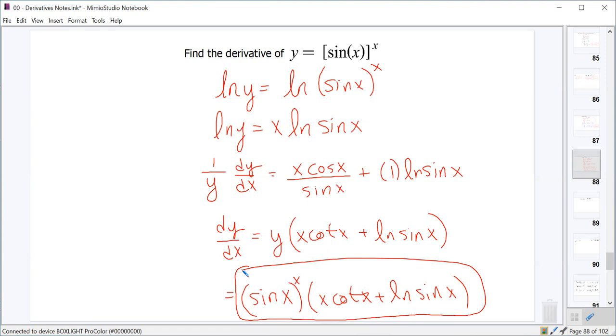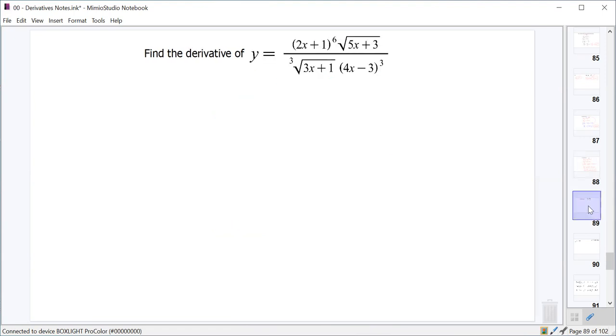There's one other interesting little use here for logarithmic differentiation, and that's when we are presented with something kind of messy, a bunch of terms that are all being raised to powers or being square rooted or cube rooted. That's just kind of a mess. If we had to take the derivative of this, 2x plus 1 to the 6 times the square root of 5x plus 3 over the cube root of 3x plus 1 times 4x minus 3 cubed, a big mess of a function, we'd have to do quotient rule.